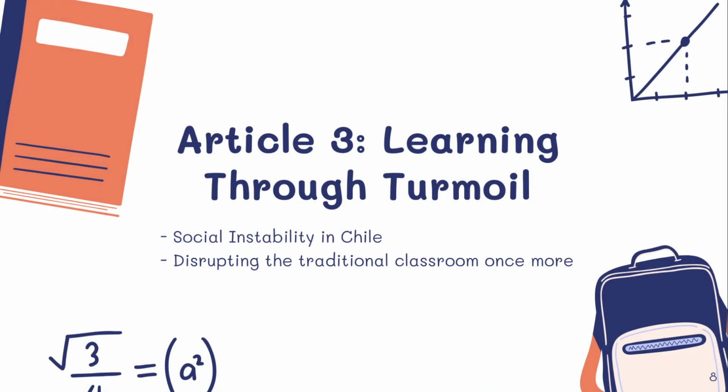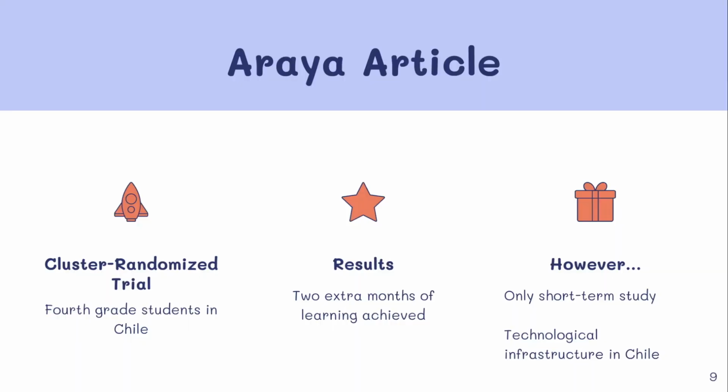And finally, jumping into our last article is another aspect of distance learning, but in this case, something that we take for granted in the U.S. This one is learning through turmoil. In this case, distance learning happened not because of a virus, but because of the social instability of Chile. And so again, that disrupted the traditional classroom environment, and students had to enroll in school online because of it. Again, what did we learn about this in the Araya article?